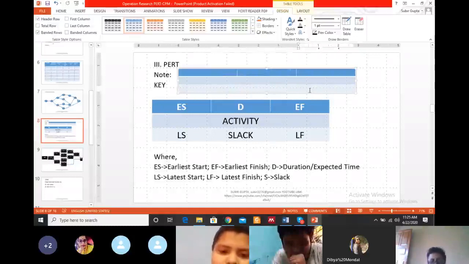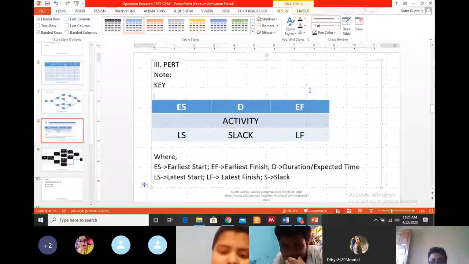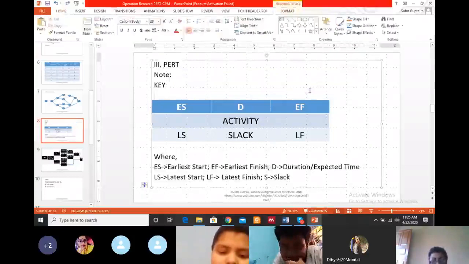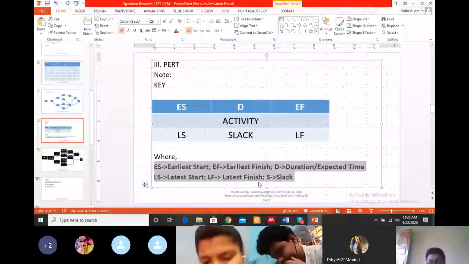E is known as earliest start, E is known as earliest finish, D is known as duration or expected time, L is known as latest start, L is known as latest finish, and S is for the slack. Is the key figure okay for everybody, or should I repeat?